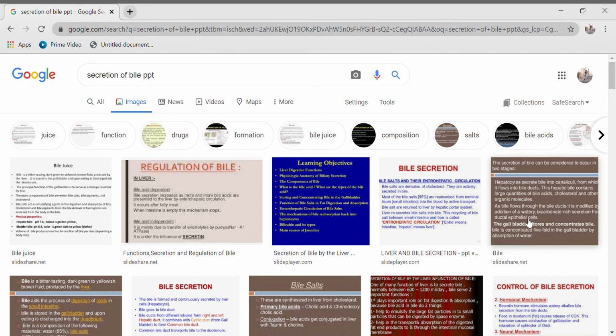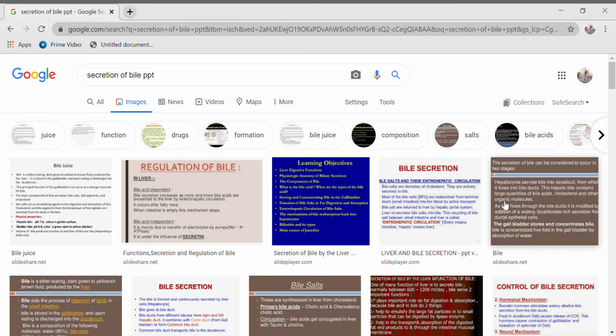So we have primary bile acids and secondary bile acids. Primary bile acids, this is an MCQ question. Primary bile acids are cholic acid and chenodeoxycholic acid. The secondary bile acids are lithocholic acid and deoxycholic acid.